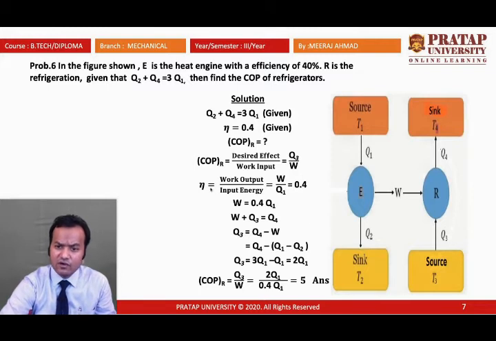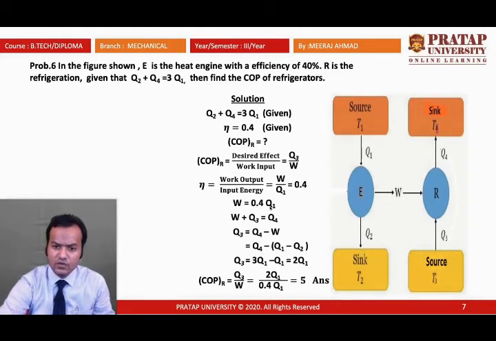Then write the formula of efficiency, because the efficiency is given. The work output upon the heat input energy: the work output is W divided by Q1, the heat input energy, and this is equal to the efficiency, given as 0.4. From this you find W in terms of Q1. So from the efficiency you get the equation W equals 0.4 Q1.